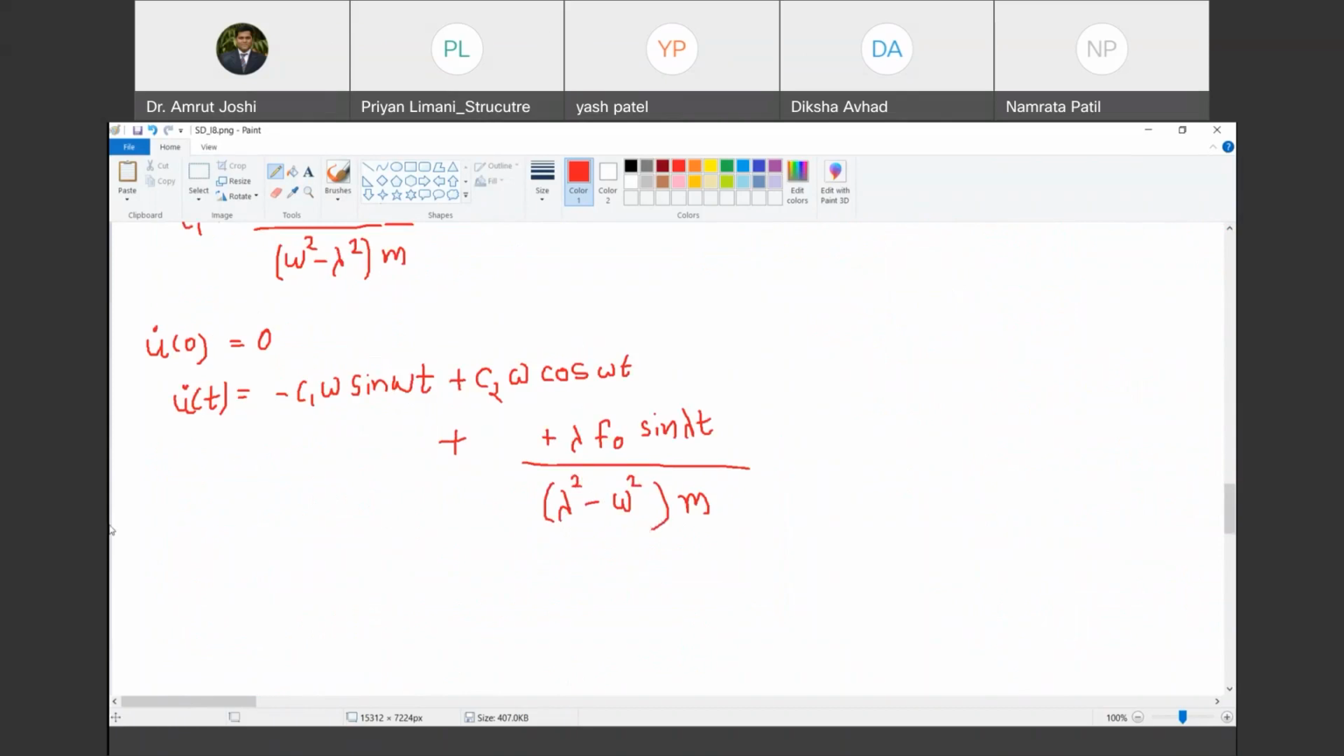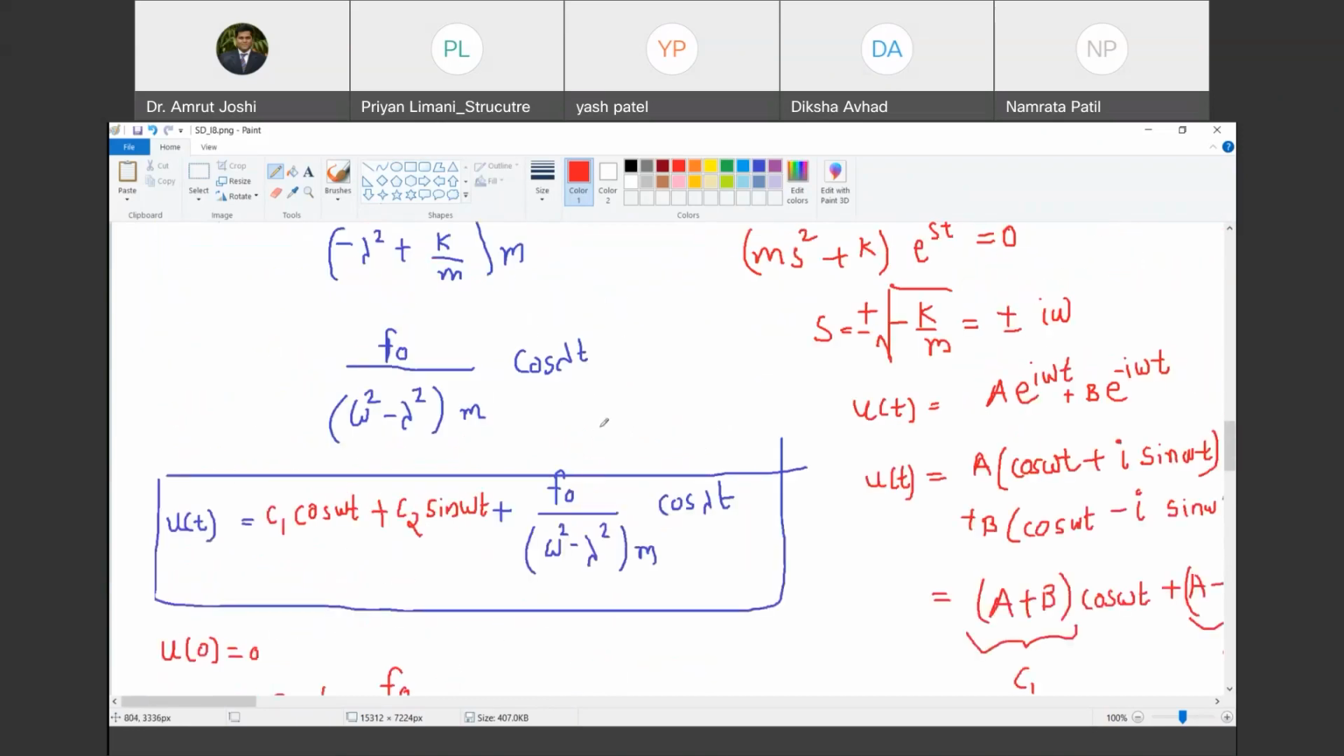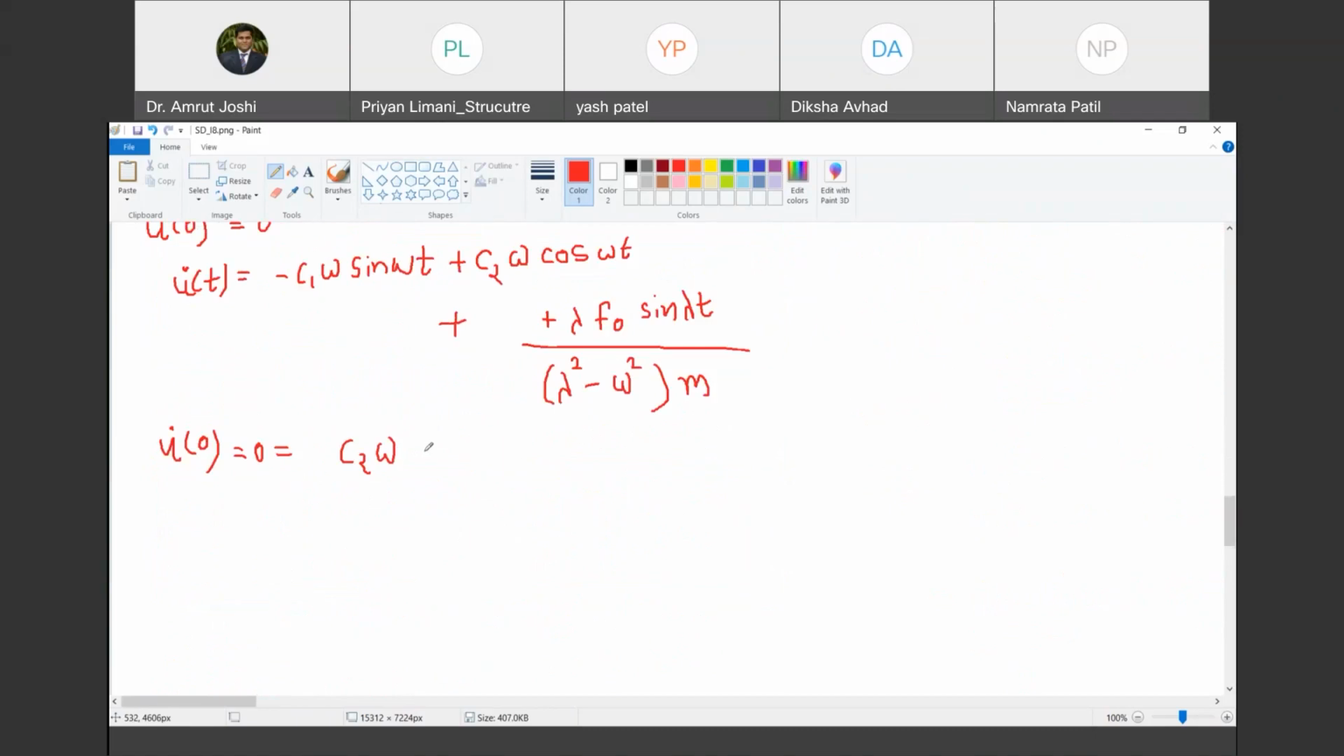What is the value of u dot of 0 now? U dot of 0 is 0. The sin omega t term is going to vanish. What about the second term? It is C2 omega. C2 omega. What happens to the third term? Vanishes. Are we doing it correctly? Yes, this term is going to vanish. This term is going to remain. Yes. So C2 omega is 0. Omega cannot be 0. So what do we have? We have C2 equal to 0.